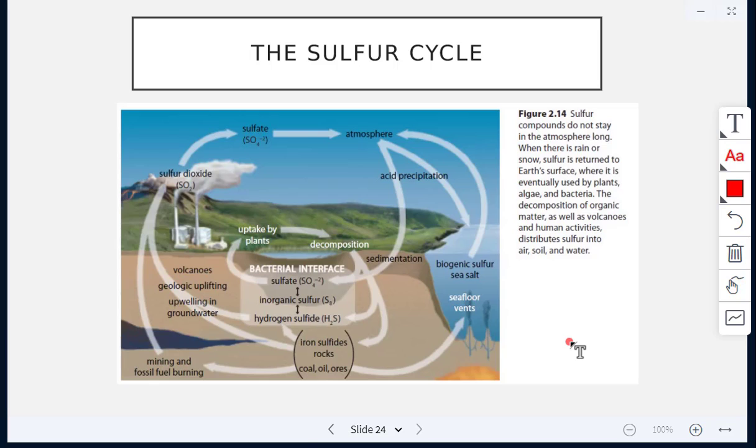So sulfur compounds don't stay in the atmosphere long. When there's rain or snow, sulfur is returned to the Earth's surface, and it eventually gets used by plants, algae, and bacteria. And the decomposition of organic matter, including volcanic activity and human activities, distribute sulfur into the air, soil, and water. All right, so I'm going to pause here.